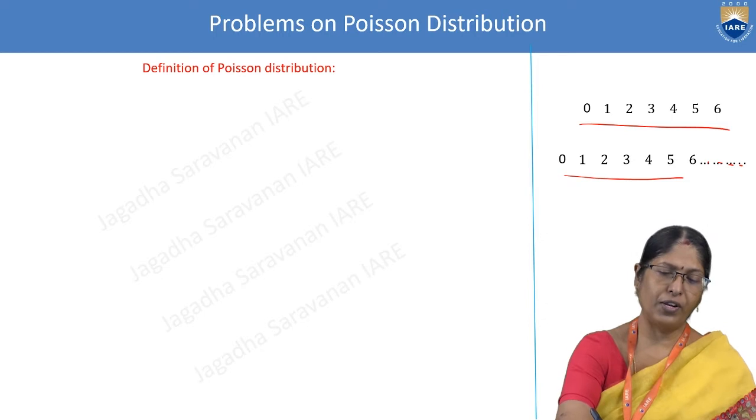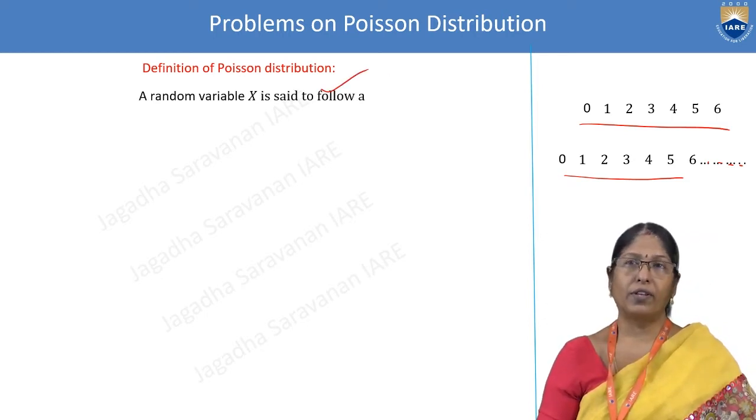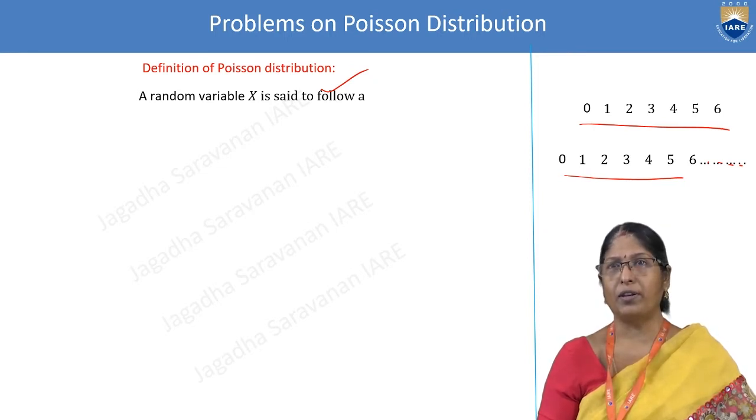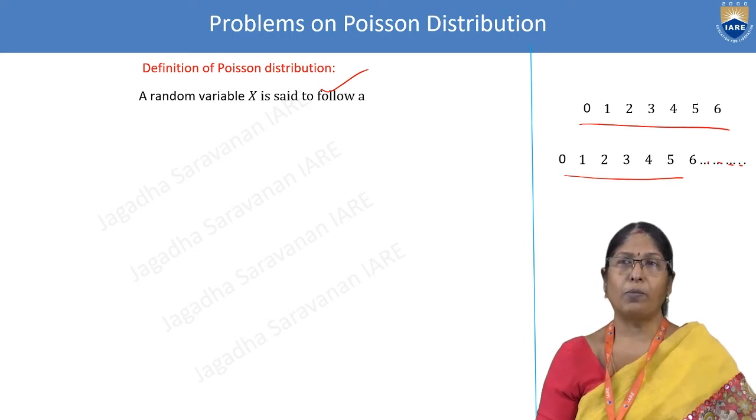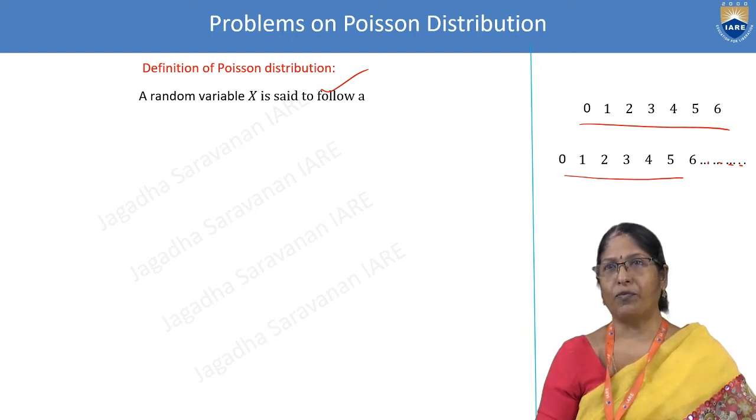Now the definition of Poisson distribution. This is derived by Denis Poisson, the French mathematician. He extended the binomial distribution formula and derived a new formula, and finally his name was given to that formula, which has become the Poisson distribution formula.